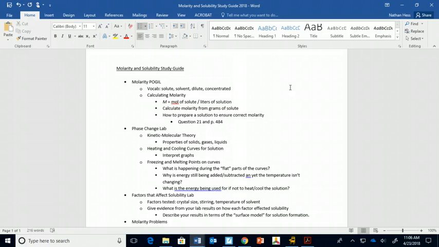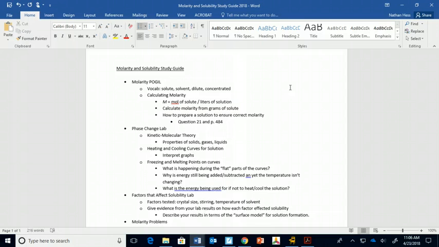And you did some problems in that POGIL where you were calculating the molarity from grams of solute. If we've got the grams, can you change that into molarity? You did it also with moles, but grams is a little bit more difficult because you have to use molar mass. They also talked to you about how to prepare a solution to ensure the correct molarity.